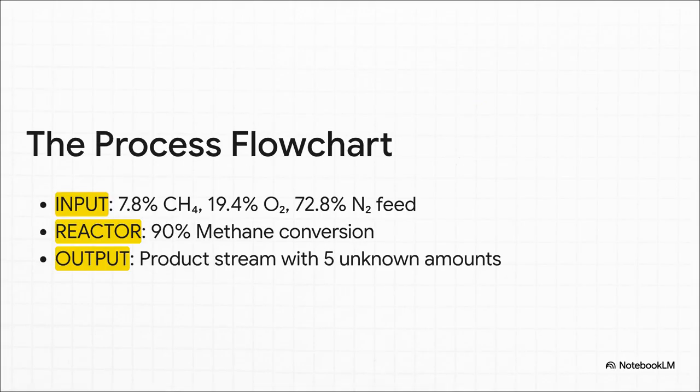All right, so here's our setup. We know exactly what mix of gases is going in. And we also have a key piece of info. We know that 90% of the methane gets used up inside the reactor. But what's coming out? Well, that's a mix of stuff, and there are 5 different flow rates that we just don't know. So right there, those are our 5 big unknowns.